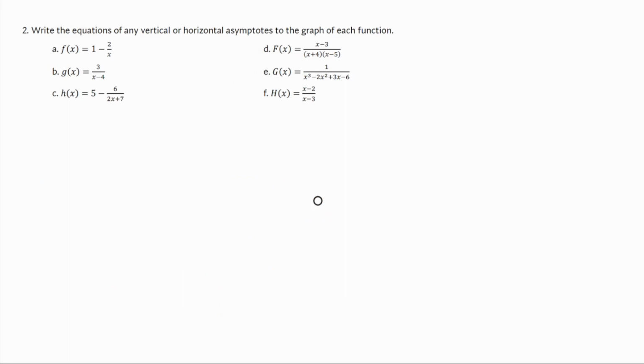All right, so now number 2 is asking for the equations of any vertical or horizontal asymptotes to the graph of each function. So a couple of these, especially D, I'm not sure what you're supposed to know about D, but who knows, we'll get there eventually. Okay, I think I'm going to just remind you what causes the vertical and horizontal asymptotes.